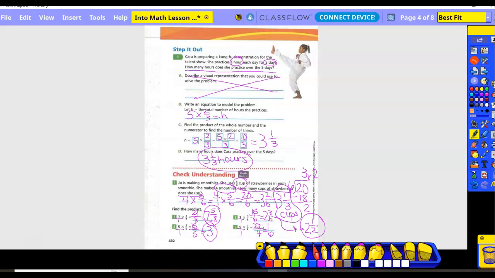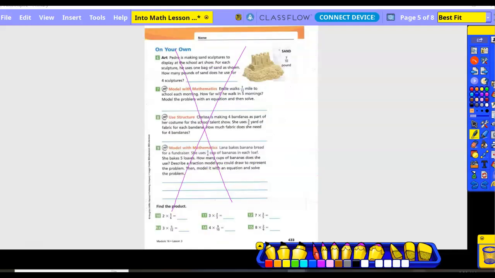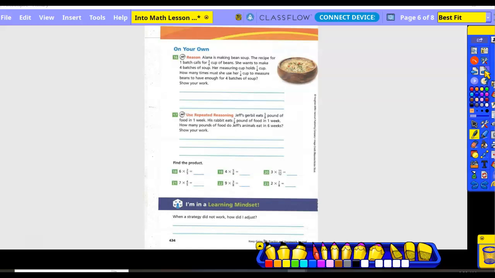6 times 4 is 24. 27 minus 24 is 3. And I keep my same denominator. So 6 and 3/4. To save time, we marked off page 433. And then we're going to go on to our number 16.